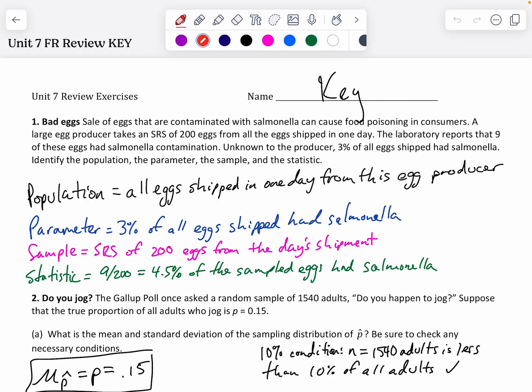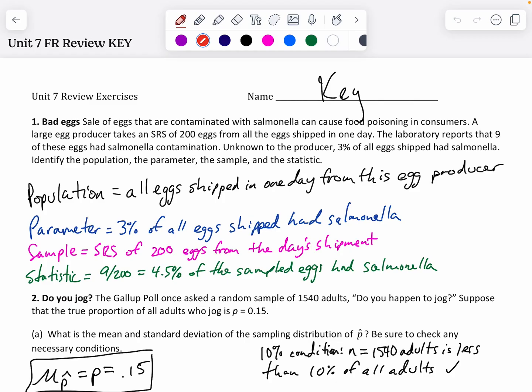So the first question is talking about the eggs being sold contaminated with salmonella. That's great. It can cause food poisoning in consumers. A large egg producer takes an SRS of 200 eggs. Remember, SRS, simple random sample. The lab reports that 9 of these eggs had salmonella. Unknown to the producer, 3% of all eggs shipped had salmonella.